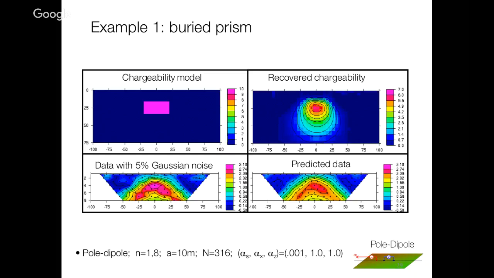So now let's look at a couple of examples. If we do this case back here with the buried prism, we have this chargeable block. Here's our data. Here's the recovered chargeability, and here's the predicted data. So you see we've actually done a pretty good job at getting that chargeability.